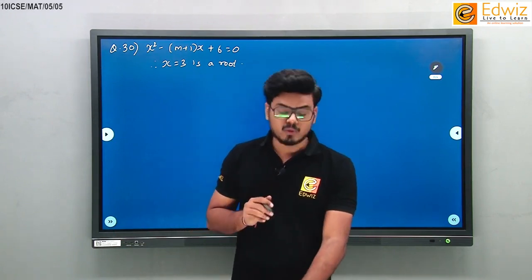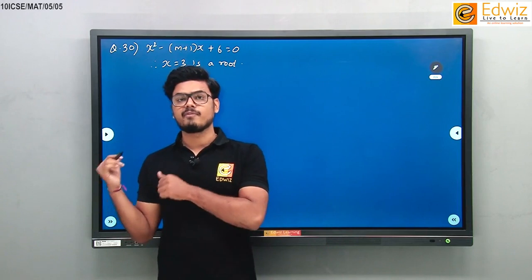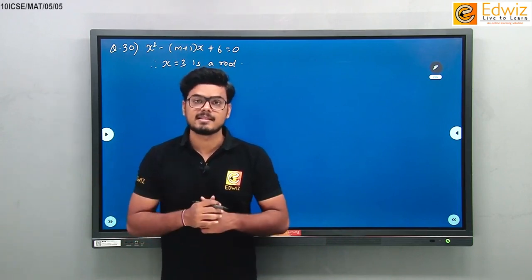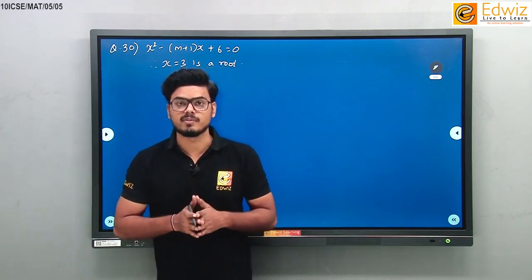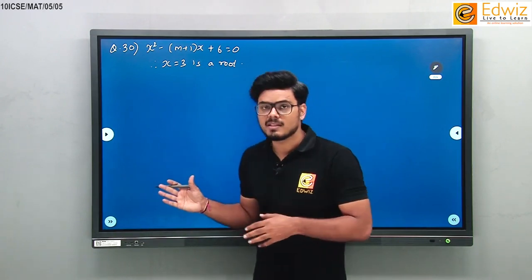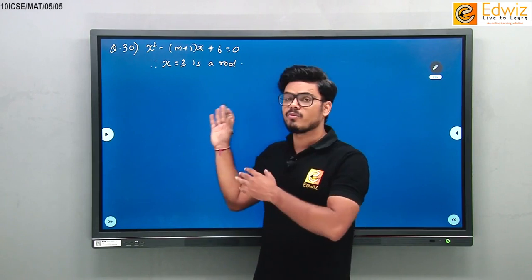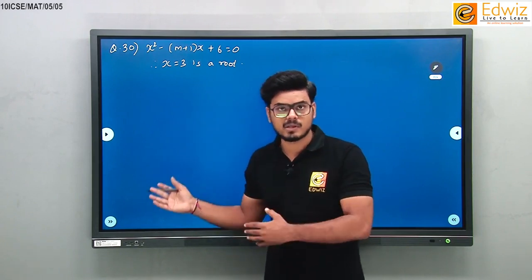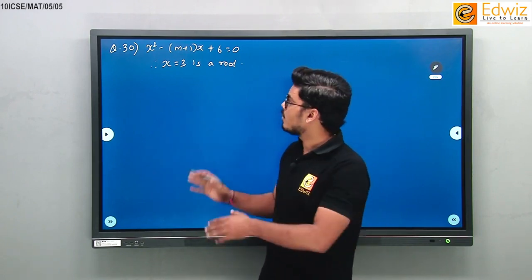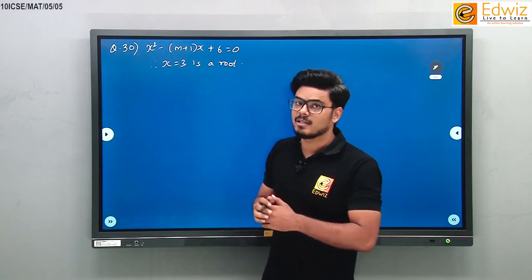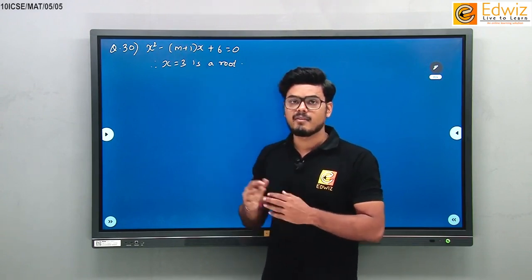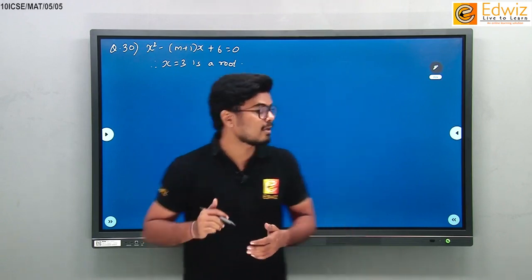Now we need to find the value of m first and the other root of the equation. Once we find the value of m, you also need to find the second solution or the second root of the equation. Now the reason I am solving this question is only because of the second part of the question. You already know how to find out m. You have done similar questions in exercise 5A. So all you have to do is substitute the value of x in the equation and find m. Let us do that quickly.